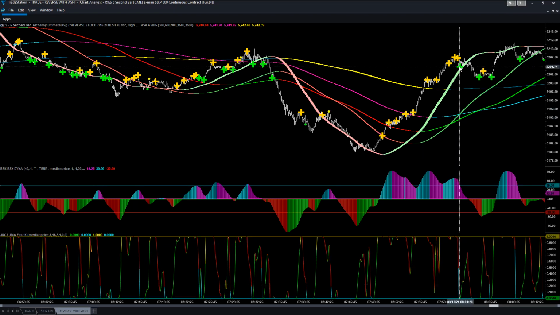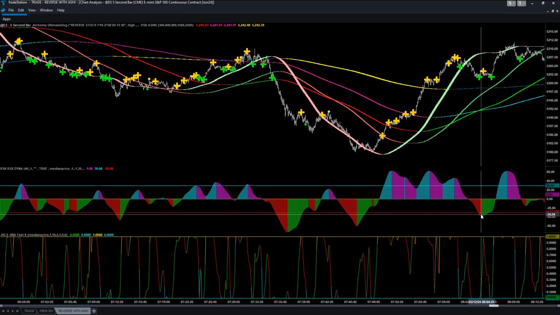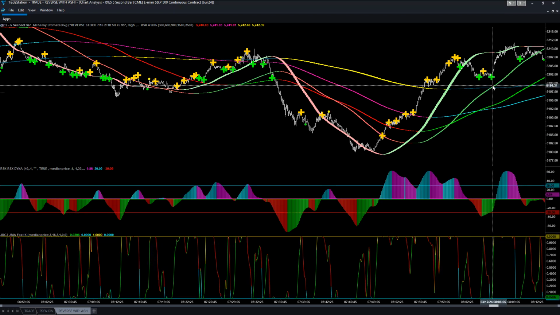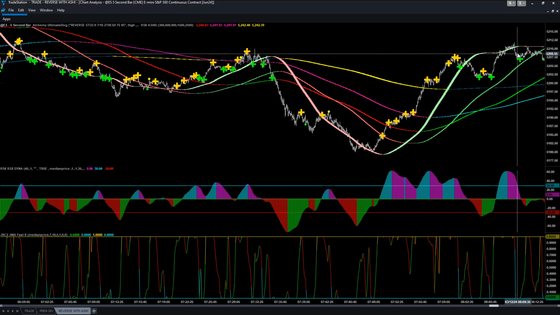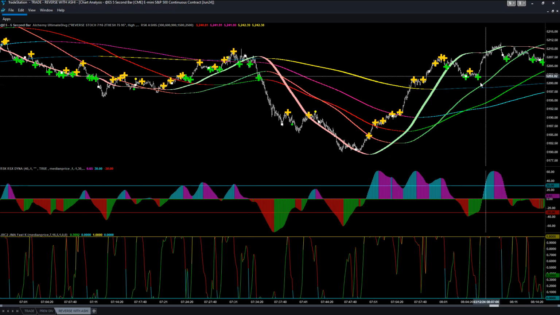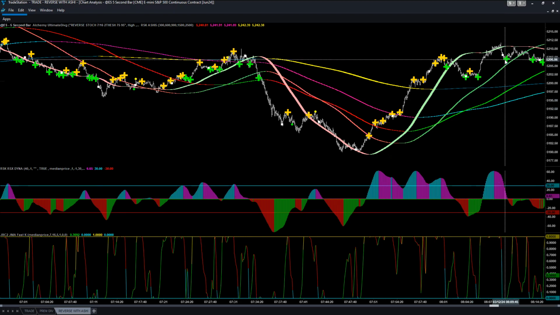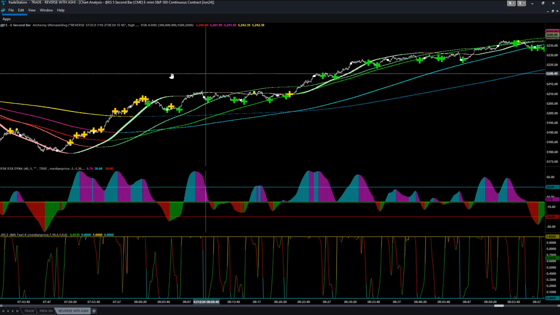You wouldn't want to take this trade because your RSX is sloping down. Now it's crossing. It's now beginning to slope up. So this is a perfectly good time to take a long trade. You're above the moving averages. So there's your confirmation.